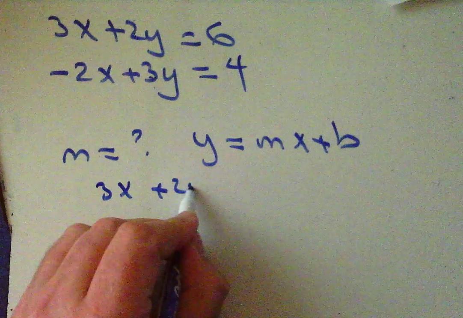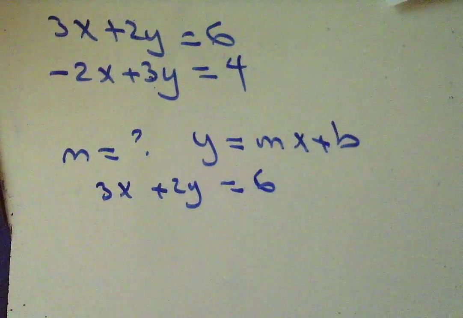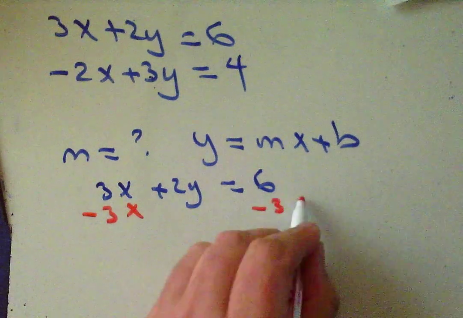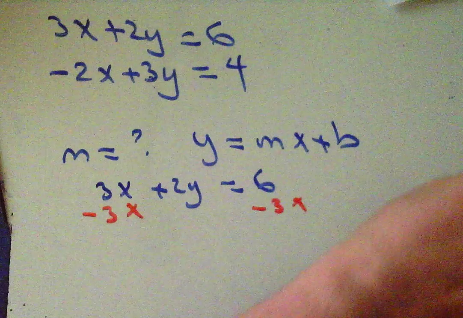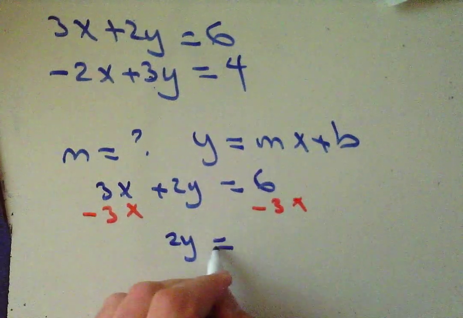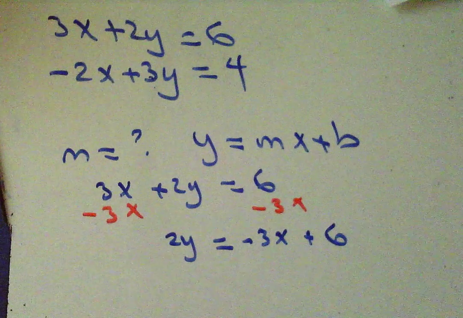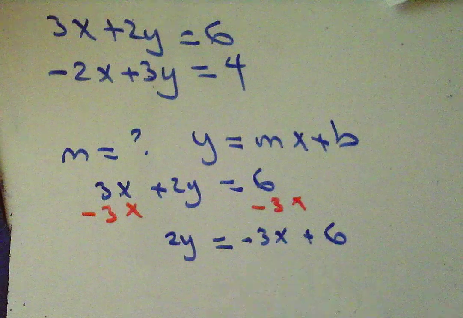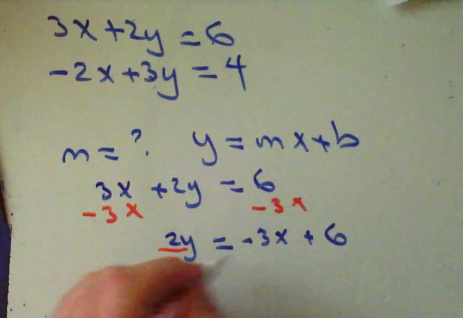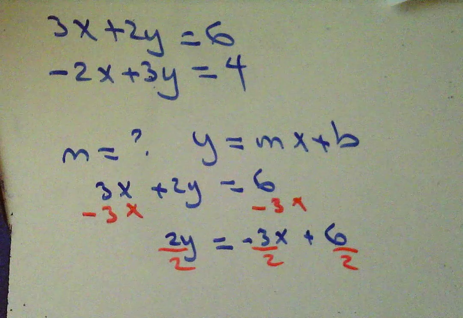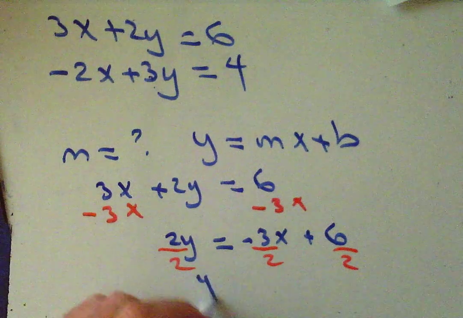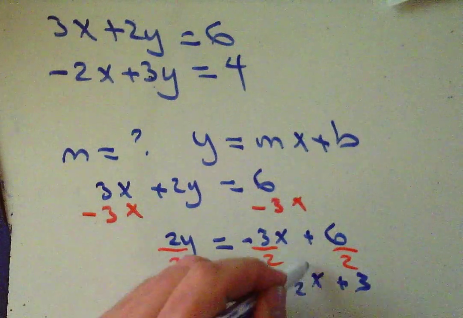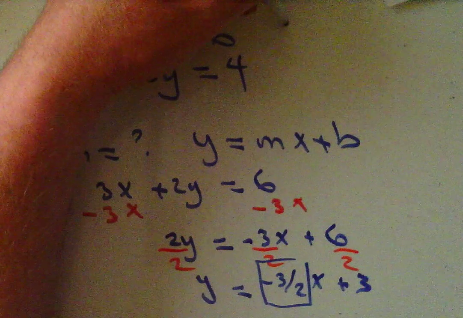So if I have 3x plus 2y equals 6, I'm going to subtract 3x from both sides so that I have 2y equals negative 3x plus 6. And a lot of students stop here and say this is the slope. But this is not the slope because I don't have y by itself. I still need to divide everywhere by 2. So I get y equals negative 3/2 x plus 3. Now I can see the slope of this first line is negative 3/2.